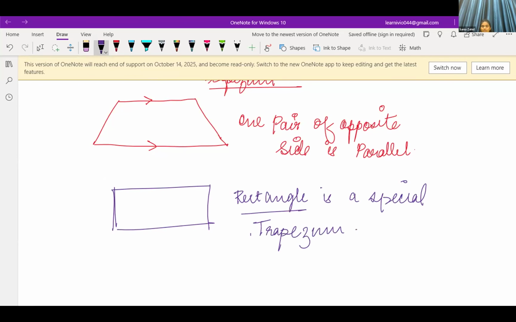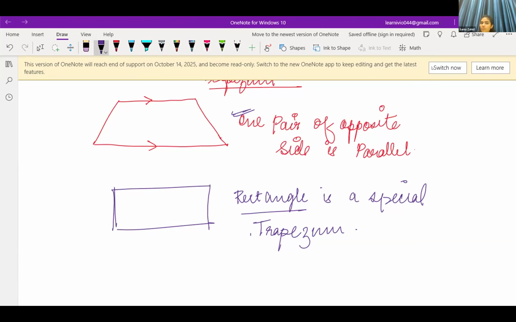Tell me, children. Can I say this? Yes, ma'am. Why can I say this? Rectangle is a special trapezium. This is a true statement. But why is it true? See, I told you that for a trapezium, at least this property should be followed. So check that in a rectangle, is this property being followed?